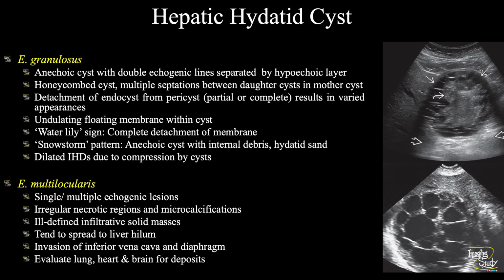In case of Echinococcus multilocularis, you will get single or multiple echogenic lesions. There may be some irregular necrotic regions or microcalcifications, and it may also appear as ill-defined infiltrative solid mass lesions, and they have a tendency to spread to the liver hilum. Invasion of the inferior vena cava and diaphragm may also be seen. Don't forget to evaluate the lung, heart, and brain in suspected cases.